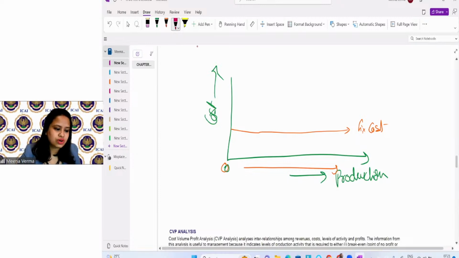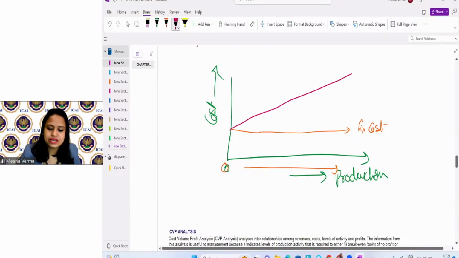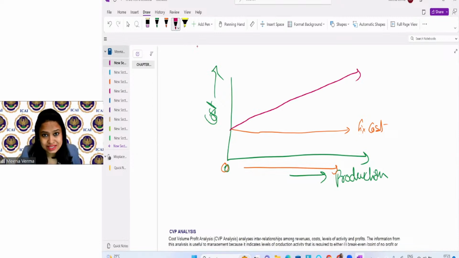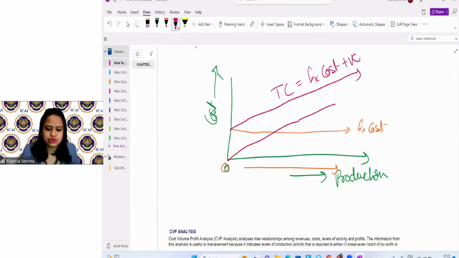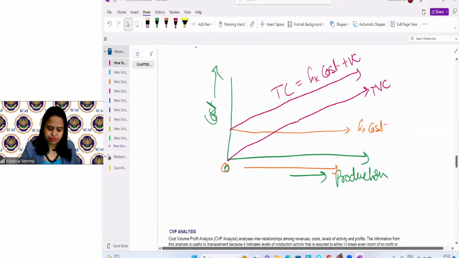And variable cost is what? If you increase the production, variable cost increases. And this pink line shows total cost. Total cost will be equal to fixed cost plus variable cost. And a line from here will show you total variable cost, because if the production is 0, the cost is 0. If you increase the production, the variable cost will increase. So in this way, you will have a graph of it.